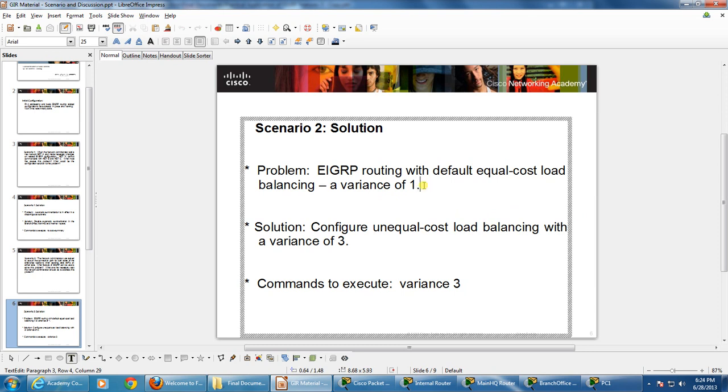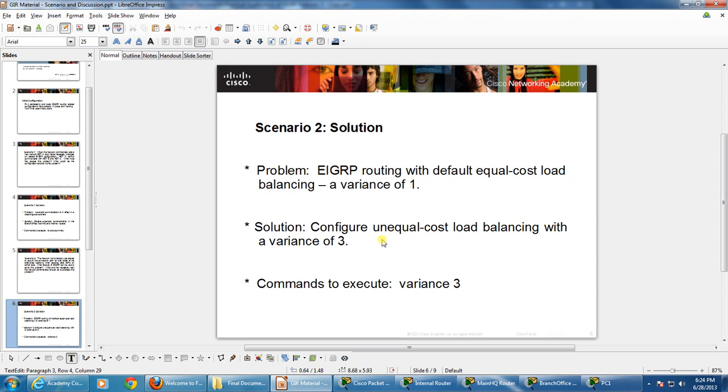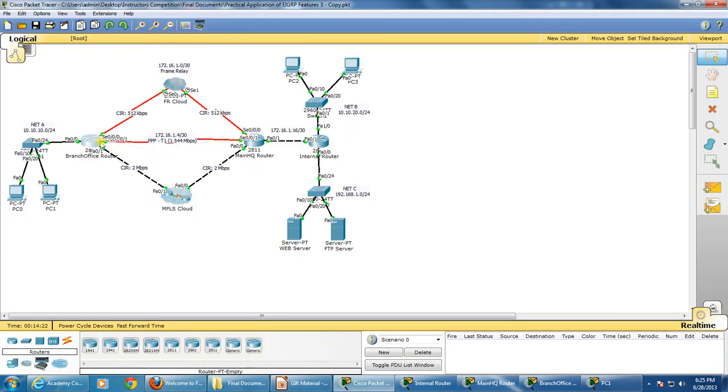Remember that variance can be used as a multiplier for our feasible distance, so that if we change this, we can implement unequal cost load balancing. So the solution for our scenario is, of course, we need to implement unequal cost load balancing. It's because these three different paths have different metrics, and we need to include these two other paths in our IP routing table.